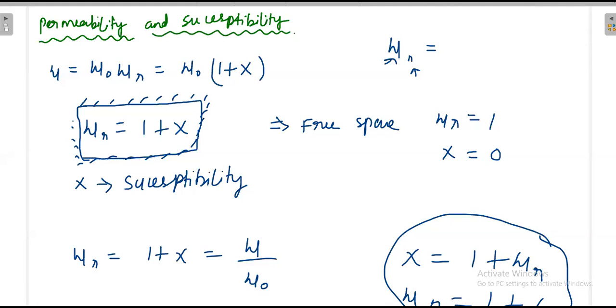Okay, so the next one is energy stored in the magnetic field. Similarly, we have seen in the electric field what the energy stored in the electric field is. In the similar manner, we see what the energy stored in the magnetic field is.